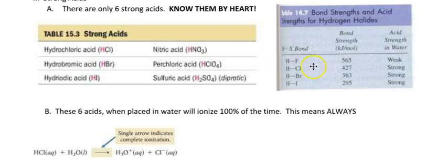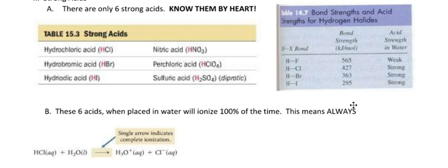Okay, well, let's go over here. All right, so what can you tell me about the bond strength between the H and the F? It is stronger than HCl, HBr, and HI, so it takes more energy to break the H off than it would in the HCl, HBr, and HI. So it is considered a weak acid. It's a strong weak acid, but it's still considered a weak acid.